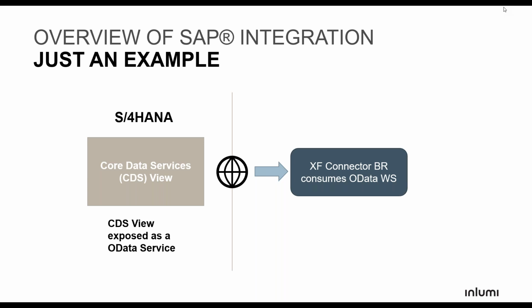When we want to extract data from that object, so from a CDS view, one of the simplest solutions is to expose that CDS view as an OData service. OData is like a protocol. At the end, it's like a REST service, if they follow the REST approach, of course. And you can consume then that OData service from a connector business rule in Stage.